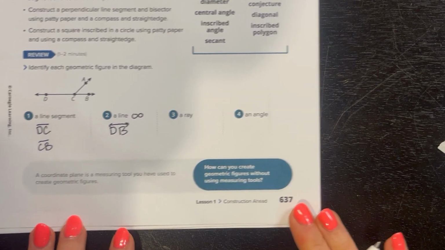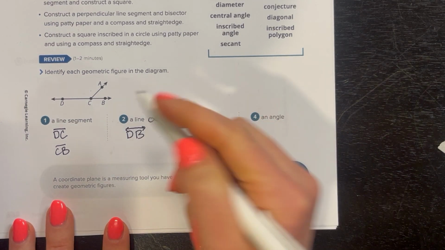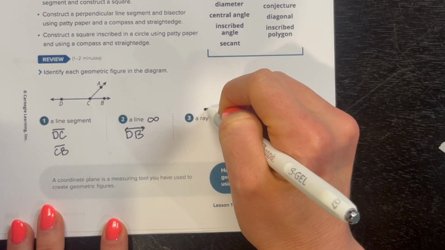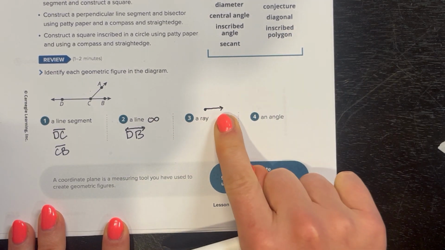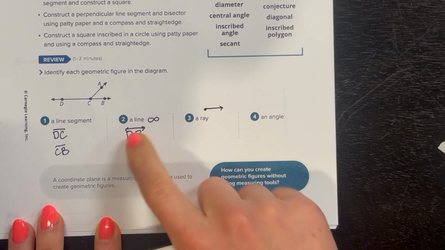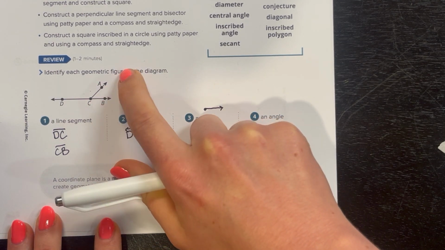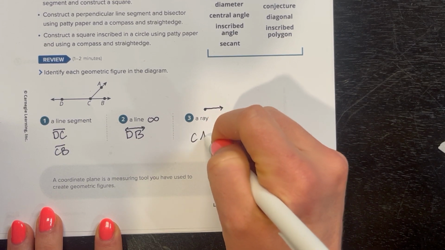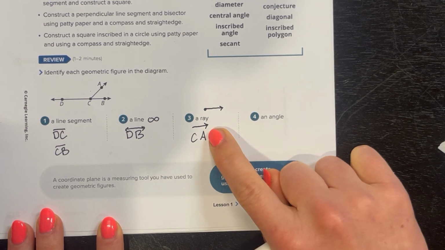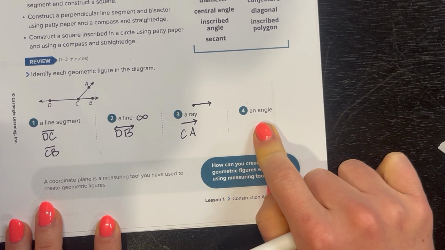Sorry I got cut off, but a ray in this case is something that starts one place and then goes forever in only one direction. So while our line goes forever in two directions, the ray in this case might be CA, starting at C, going to A, and then we can put a line with one arrow above it to show that it's a ray. And then an angle, you guys are familiar with angles.